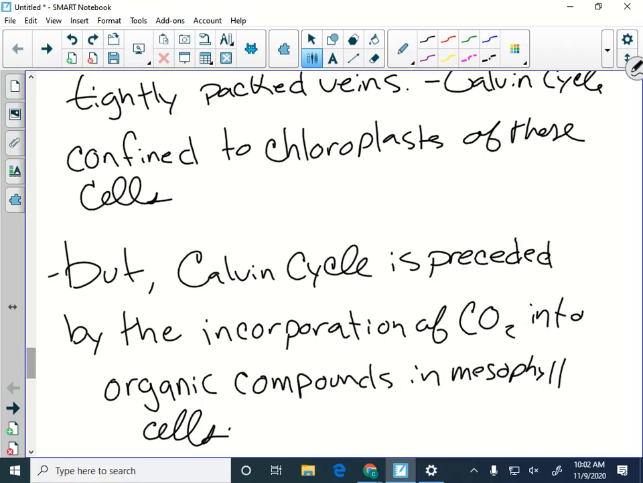So we've got our mesophyll cells. They will carry out the light reactions just like normal. And then they will do this little mini preceded cycle where they'll incorporate CO2, but they'll put it into organic compounds. Then they will send those organic compounds to the bundle sheath cells, and the bundle sheath cells will take those organic compounds, go through the Calvin cycle, and give us our sugars as the end products. So this happens in 3 steps.